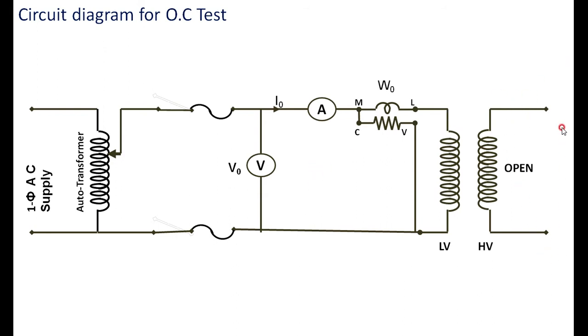Then if you connect the meters on the HV side, that is 600 volts, is it possible to make the arrangement for 600 volts in the laboratory? It is not possible. That is why the secondary, the high voltage side of the transformer, is kept open, whereas all the meters are connected on the LV side, that is the primary side. Here in the OC test we apply the rated voltage, and you have to note the current I naught and W naught, keeping the secondary open.